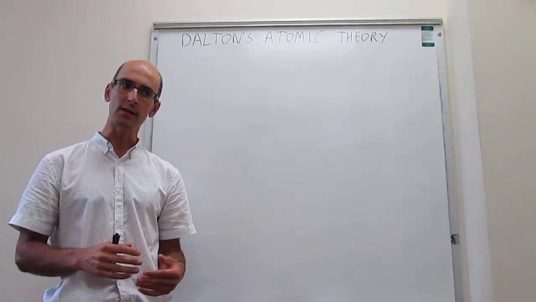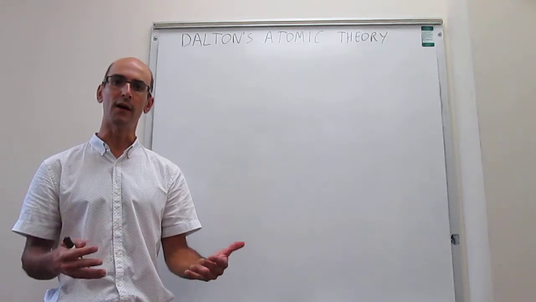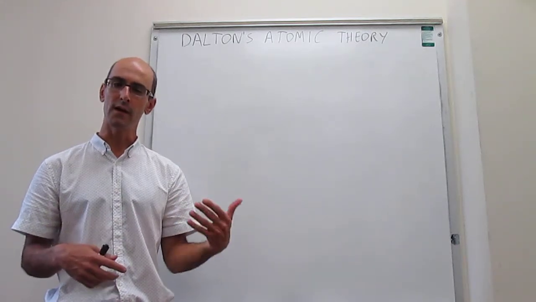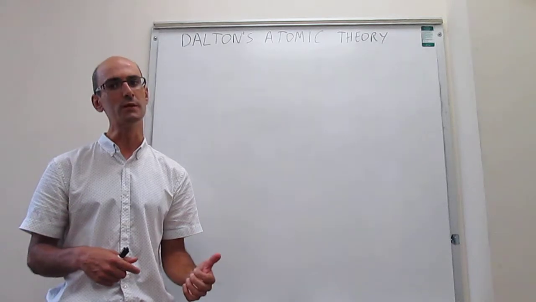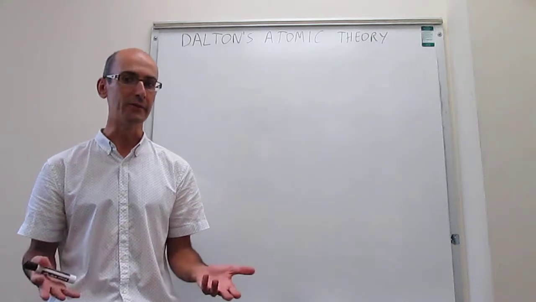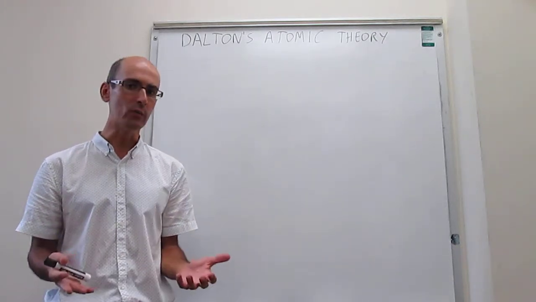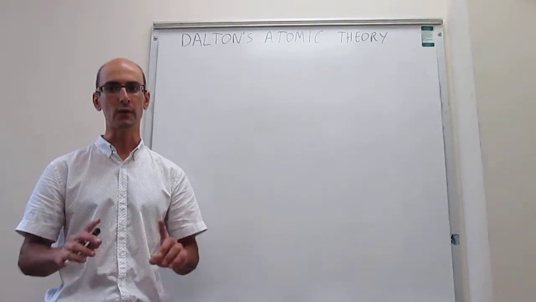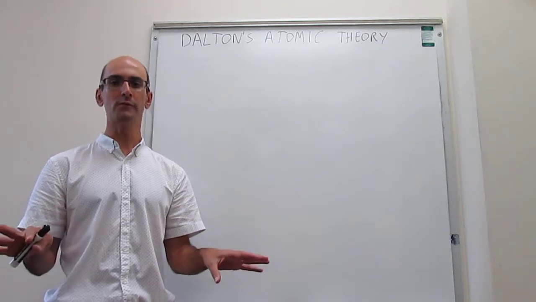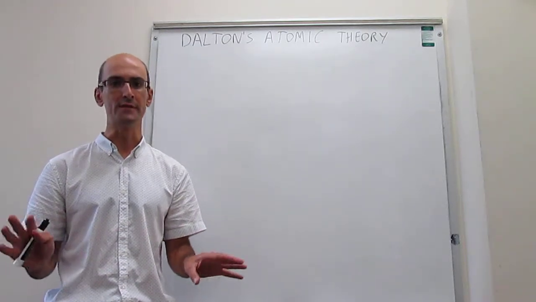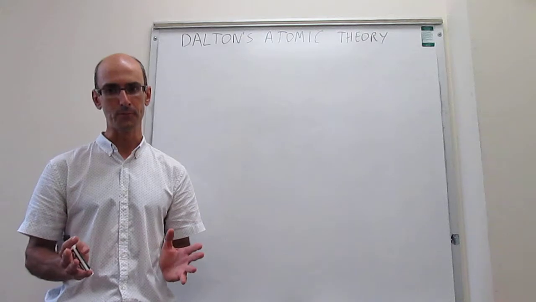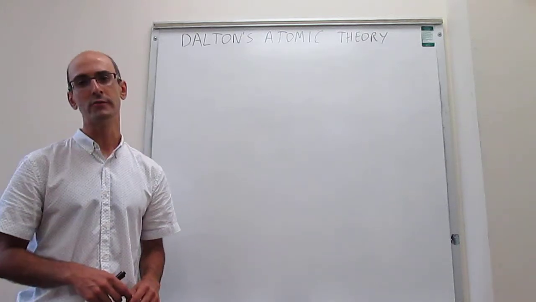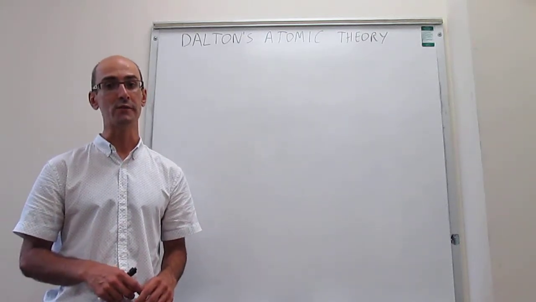Another statement is that elements differ in the atoms, right? So the atoms of carbon are going to be different from the atoms of iron in some fundamental way, which we still don't know at that particular time. Okay, but that's something quite important. When you have two different elements, they're both composed of atoms, but the atoms are different for each element in some fundamental way.